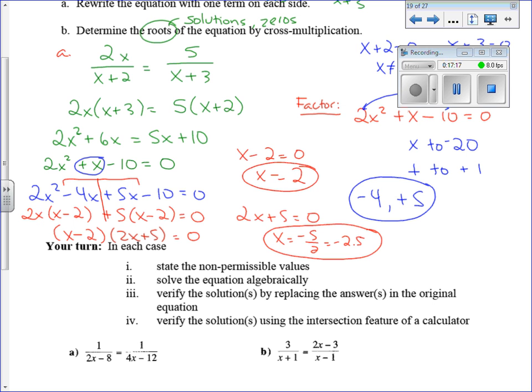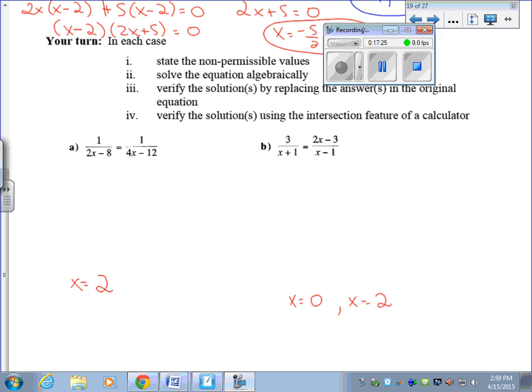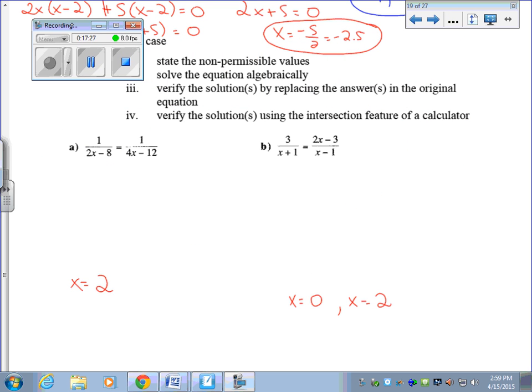This is a good one to actually, I'm going to stop the video and we're going to use a calculator to verify this. I'm going to show you how to do that. So I'm just going to pause this. We're going to move on and look at just a different way of doing it. Some of you may find this one easier, some of you may find it harder.